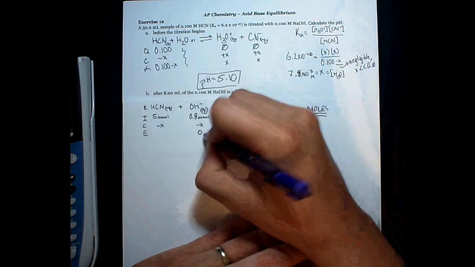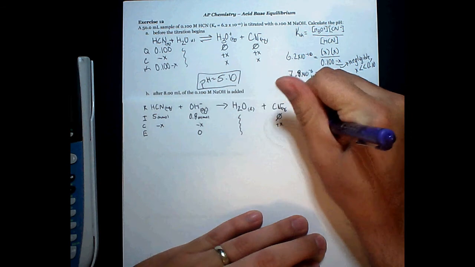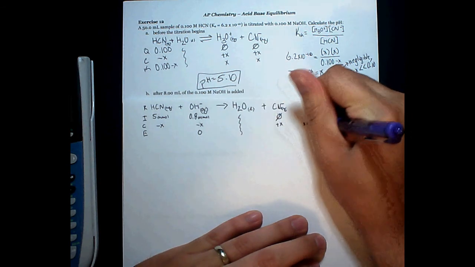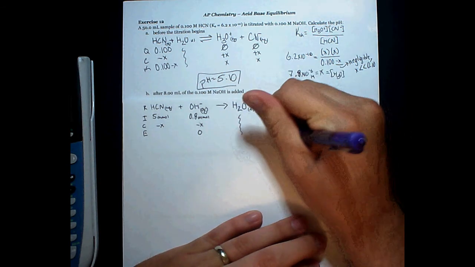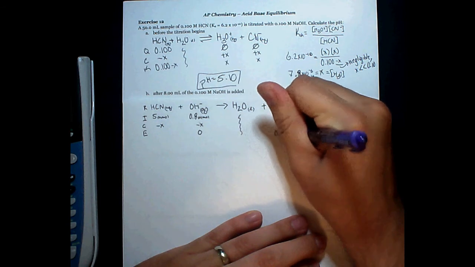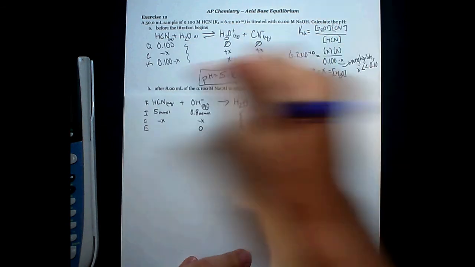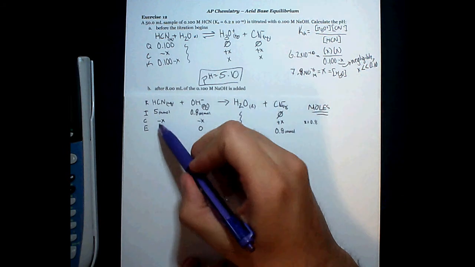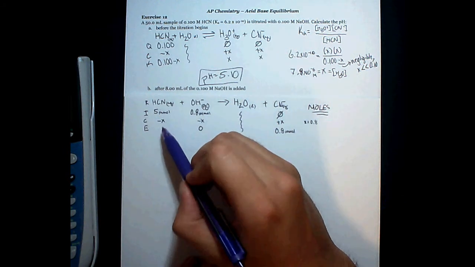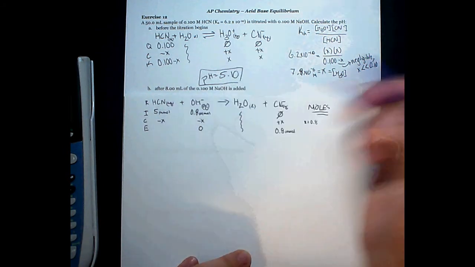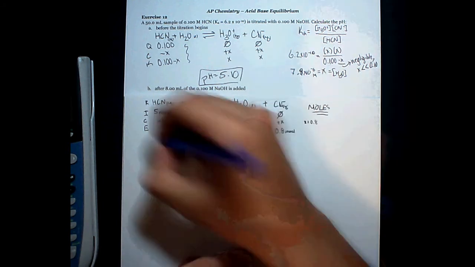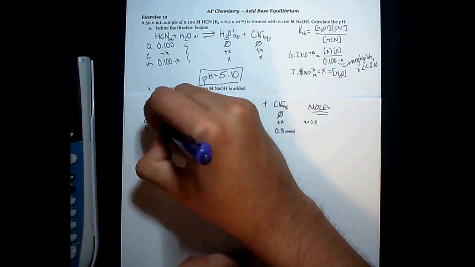And so if this is 0, x is 0.8, which means we have 0.8 millimoles of this left. And then we have to figure out how much of the HCN is left over. So we just do 5 minus 0.8, which should be 4.2 millimoles.